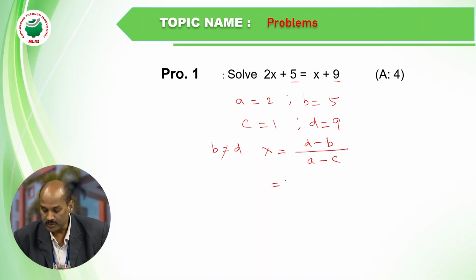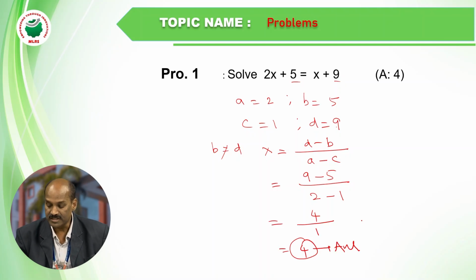So now here substitute these values in this formula. D is 9, minus b is 5, by, and what is the a value? 2, minus c is 1. So what is the answer? 9 minus 5 is 4, and 2 minus 1 is 1. So the answer is 4. This is the answer, I mentioned it here.